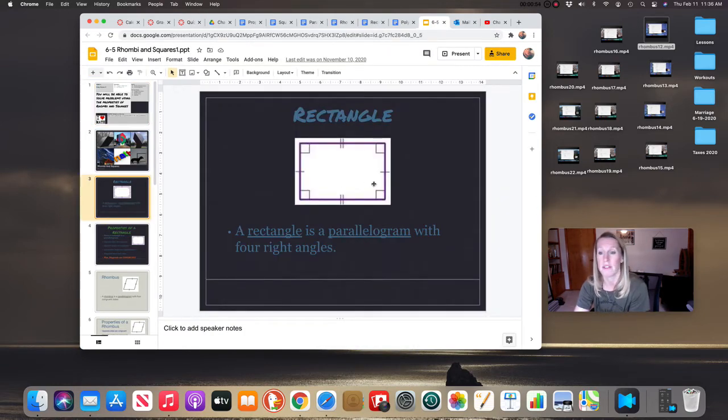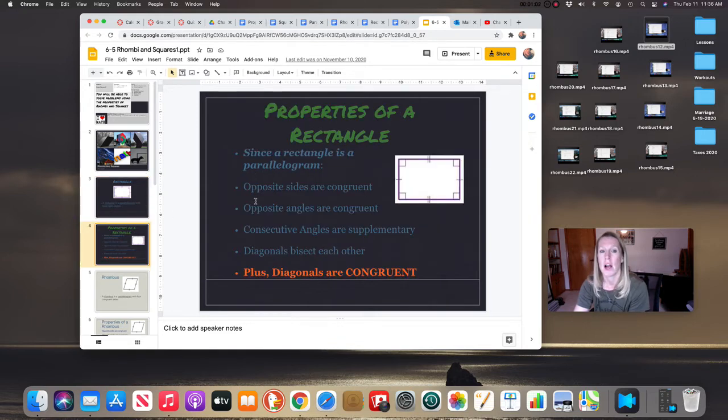So let's do a quick review of rectangles. A rectangle is a parallelogram with 4 right angles. So if there are 4 right angles, it is a rectangle. A rectangle is a parallelogram, so it will have all the properties of a parallelogram, like opposite sides congruent, opposite angles congruent, consecutive angles supplementary, so 90 plus 90 is 180, diagonals bisect each other, and diagonals are congruent.